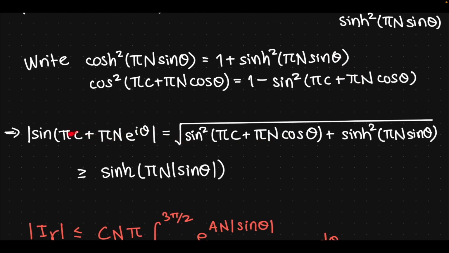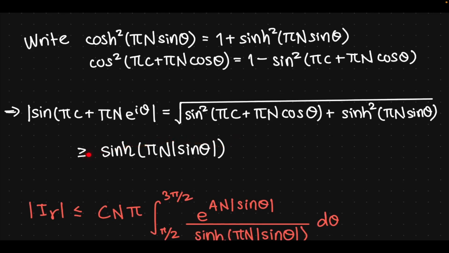identities for the hyperbolic and circular functions. In the end, we get the absolute value of sine of pi c plus pi N e to the i theta to be the square root of sine squared of pi c plus pi N cos theta plus sinh squared of pi N sine theta. So all the cosh and the cos parts just vanish because of those identities. And that is greater than or equal to sinh of pi N absolute value of sine theta. Well, we actually want whatever we have at the very end of this inequality to be positive, and if the argument is positive, sinh is positive. So that's why I've just taken the absolute value inside the argument.